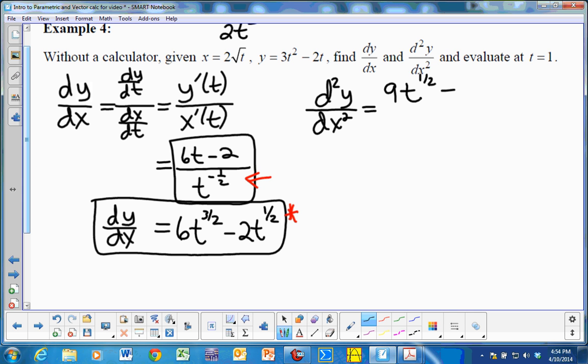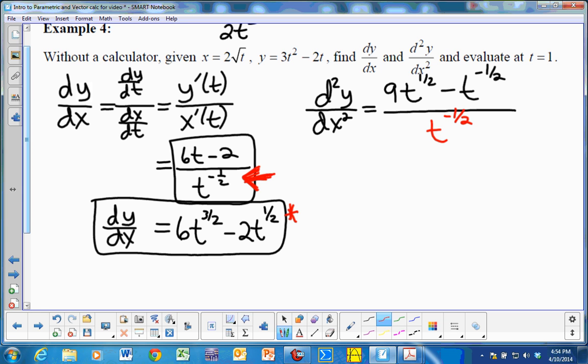minus, and I take the power in front, 1/2 times 2 is again 1 times t to the negative 1/2. So that's the derivative of y. Now I divide it by this right here, this dx/dt that I just found. So that's t to the negative 1/2. And that's all there is to the second derivative.